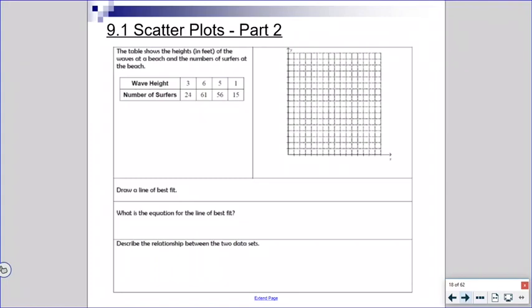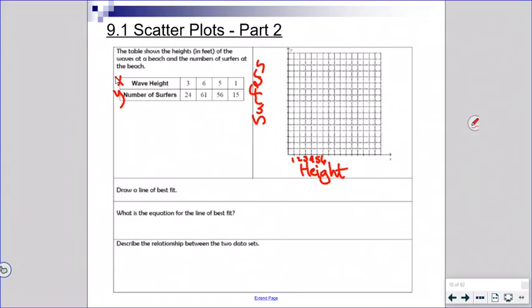Right off the bat, you have a scatter plot, wave height, and number of surfers. The table shows the heights in feet of the waves at a beach and the numbers of surfers at the beach. What I'm gonna do is let this be my x-axis, so we will say that the height is down there. We'll put surfers over here. We'll let that be my y-axis. And the wave height, we can just go by ones, twos, threes. 1, 2, 3. The numbers are small and friendly enough that we could actually stop at 6 right there.